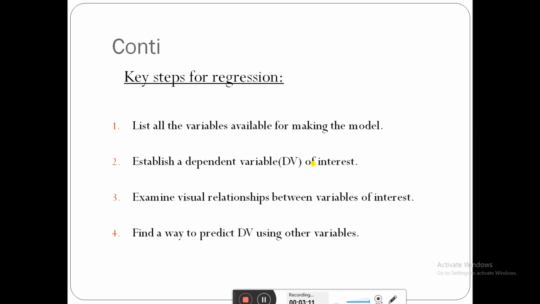Examine the visual relationship between the variables of interest. Which are the variables we are interested in? On those variables we have to start establishing the relationship, visually, by seeing it, so that we can predict the relationship. Then find a way to predict the dependent variable using the other variables. We have to find one way to predict the relationship between these two.